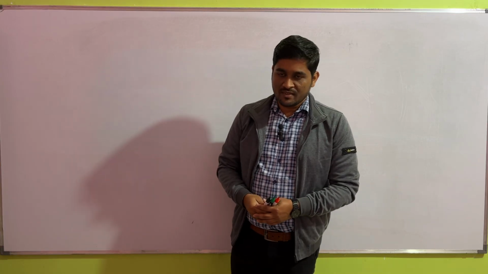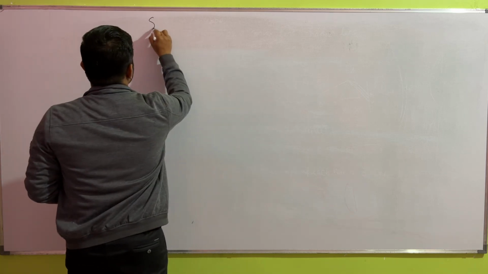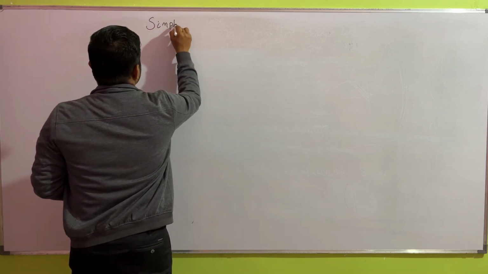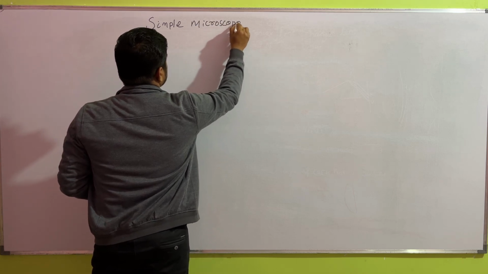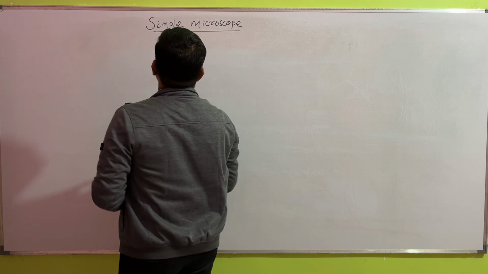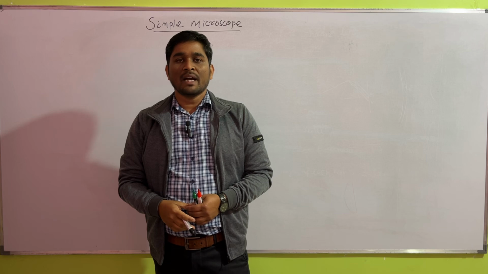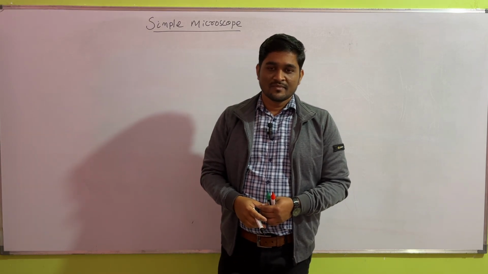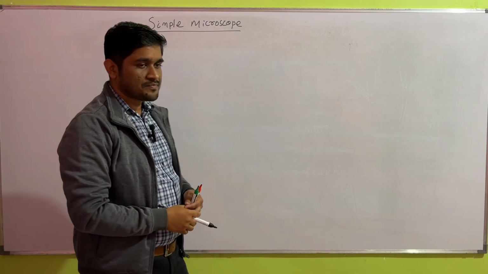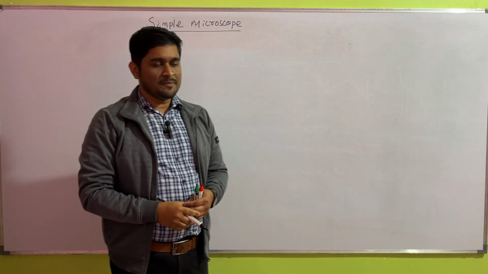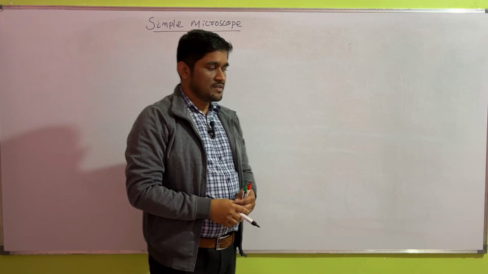Next, the topic is simple microscope. The simple microscope is also called a magnifying glass. And we know the magnifying glass produces a magnified image of a teeny object or minute object.